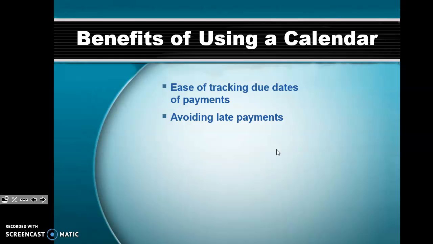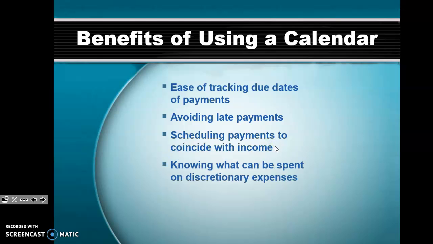If you have the bills written on the calendar, you can keep up when they're due. And you can also schedule your payments to coincide with the income that you have coming into your household. Knowing what you have to be spent, you can spend it on discretionary expenses. And remember, discretionary are the things that you don't have to have. Makes life a little more fun, but you don't have to have it.